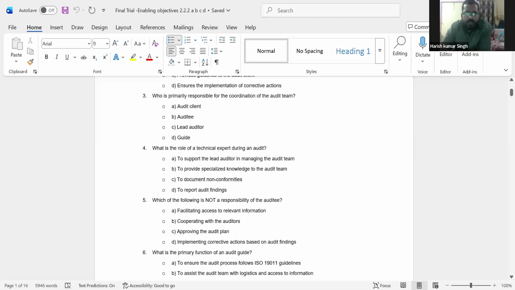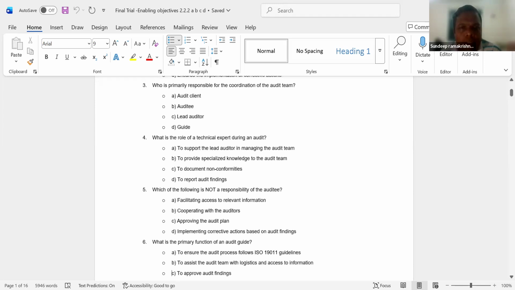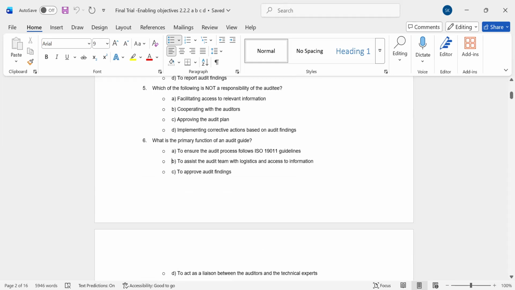Third one, sir. Who is primarily responsible for the coordination of the audit team? A, audit client. B, auditee. C, lead auditor. D, guide. C, sir, lead auditor. Anybody else? Any other answer other than lead auditor? No, sir.